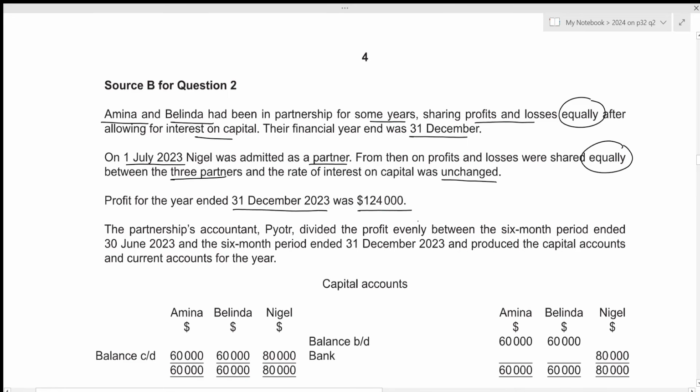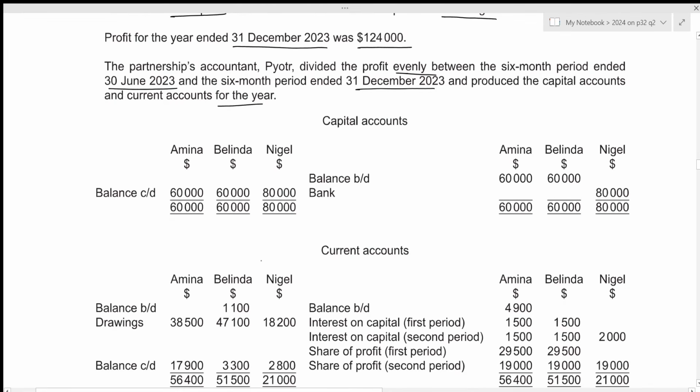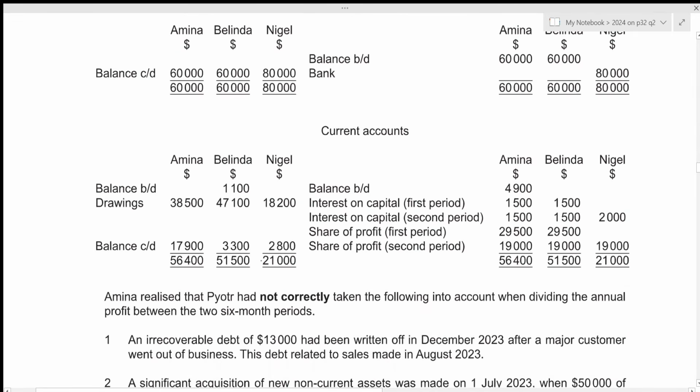So for the first half of the year 2023, we only had 2 partners, Amina and Belinda, who shared the profits equally. Then for the second half of the year 2023, there were 3 partners. And now the 3 partners will have to share the profits and losses equally. The partnership's accountant divided the profit evenly between the 6-month period ended 30 June 2023 and the 6-month period ended 31st December 2023 and produced the capital accounts and current accounts for the year. We have been given the capital accounts. We also have the current accounts.